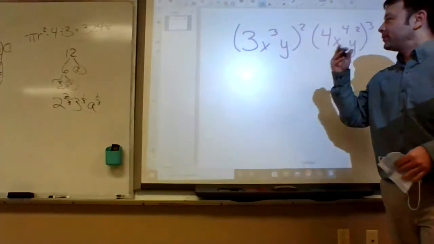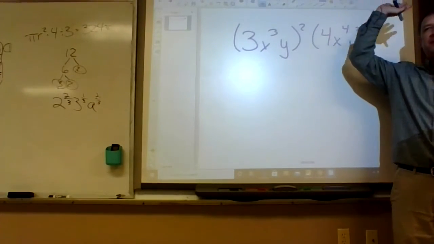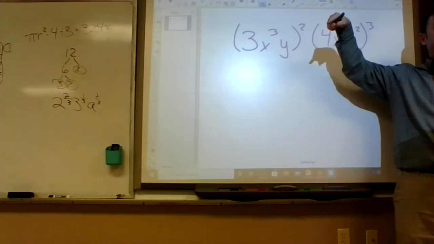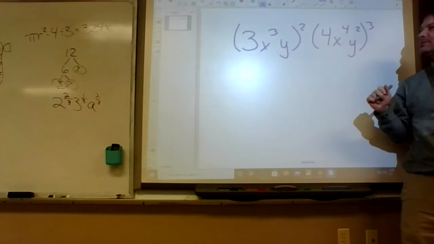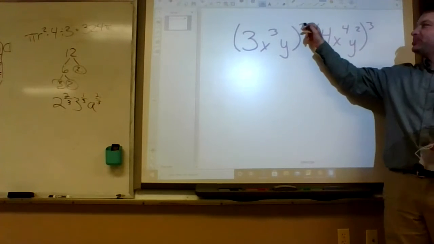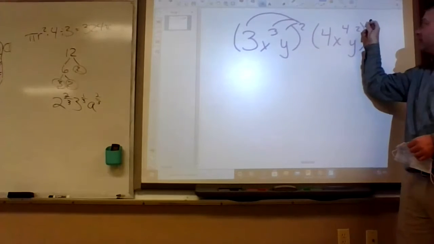This is a review from yesterday. Can anybody tell me, raise your hand, what do we do first on this problem? Sam? So first you get rid of the exponents outside of the... Okay, exponents first. It's kind of like distributive property. Everything gets squared and cubed.